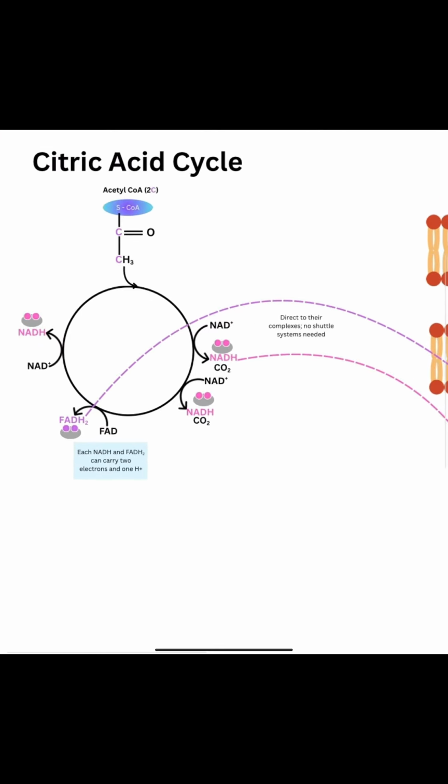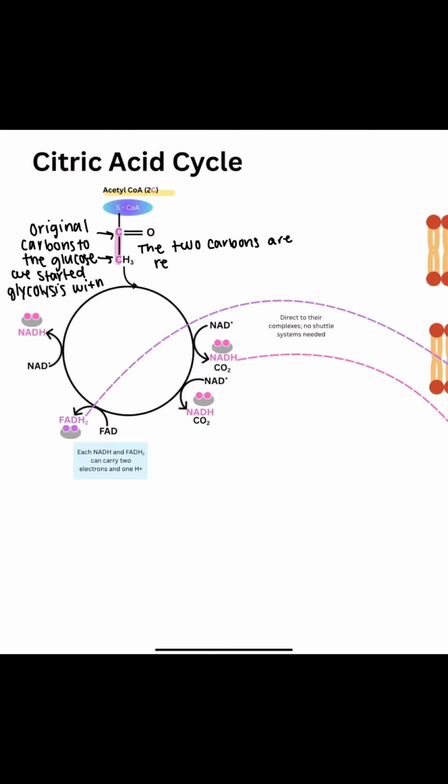acetyl-CoA. This acetyl-CoA is carrying two carbons from the original glucose molecule that we started with in glycolysis. Those carbons, they still hold high energy electrons in their chemical bonds. And as the citric acid cycle runs, these carbons are going to be released out as carbon dioxide and their electrons are going to be transferred to electron carriers.